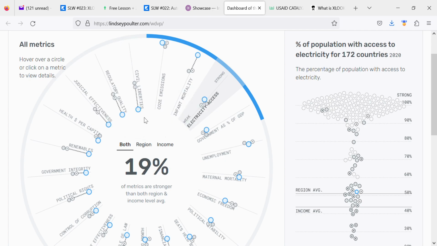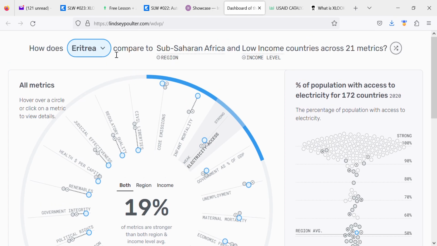And the area for priority focus for the government is civil liberties, which is 2, and regulatory quality is minus 2.3, and judicial effectiveness is also low, and health per capita is almost 0. Those are the priority areas for the Eritreans.